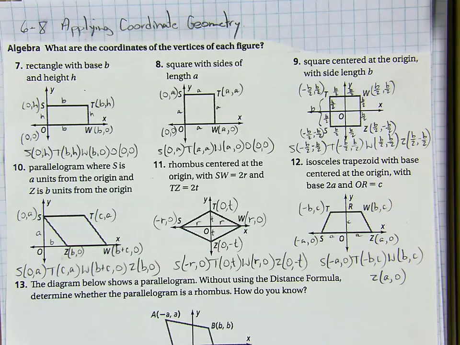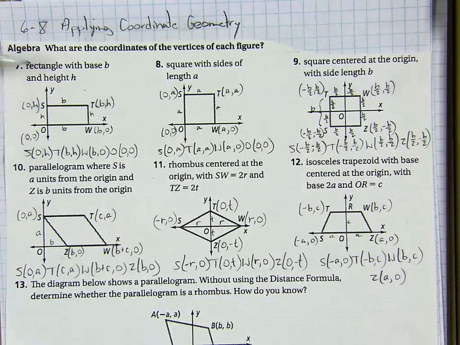Okay, I'm going to make a video real quick going over the homework from 6-8, applying coordinate geometry. This was the homework assignment that was on pages 410 and 411, 7 through 29. Number 1 through 12, on these, we're just finding the coordinates of the vertices of each figure.